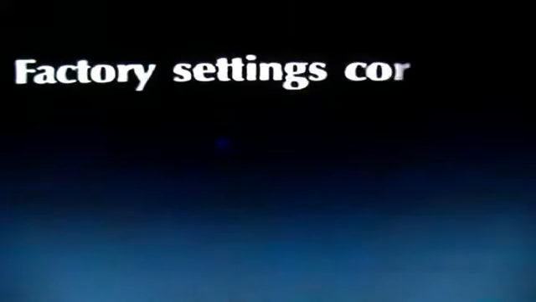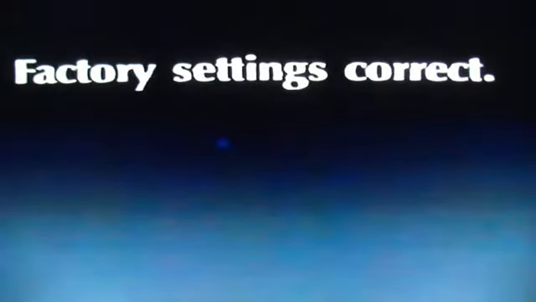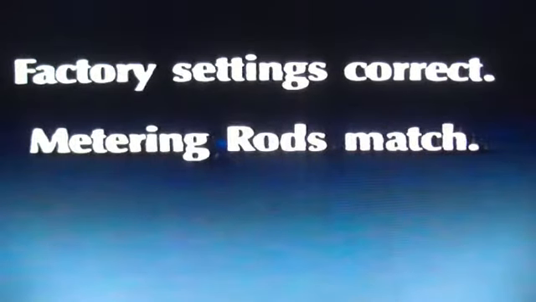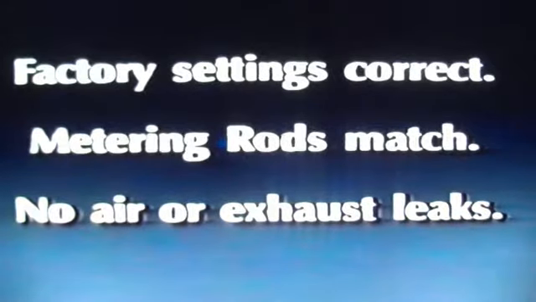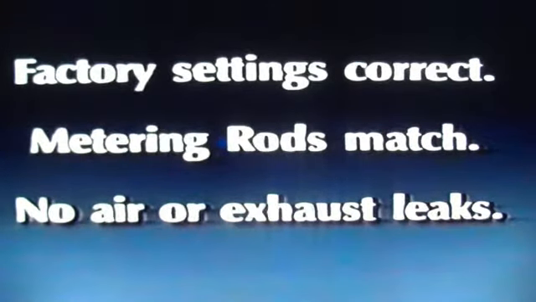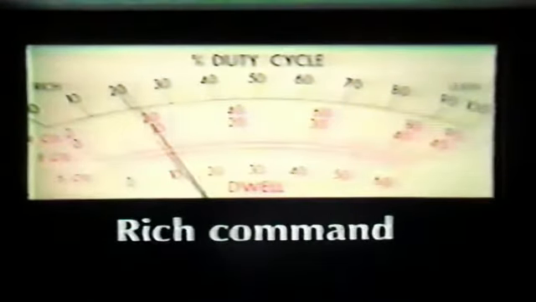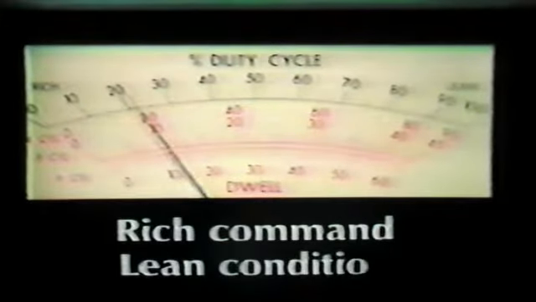It also tells us a few other things: that the factory settings we used are close to right on the money, that our metering rods match and are balanced, and that we have a good, tight engine with no air or exhaust leaks. If we were getting a reading of, say, 10% on our duty cycle, the rich command side, we would know that the car's running too lean. However, we could be tricked into a false reading if the air management system was still sending air to the exhaust manifold. That's why it's important to follow each step carefully and accurately.